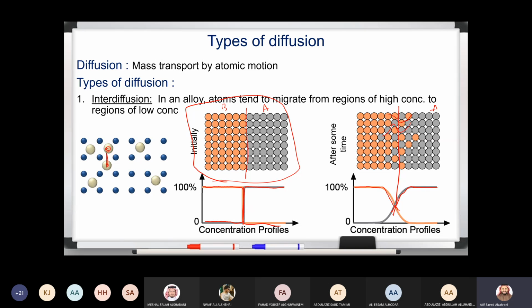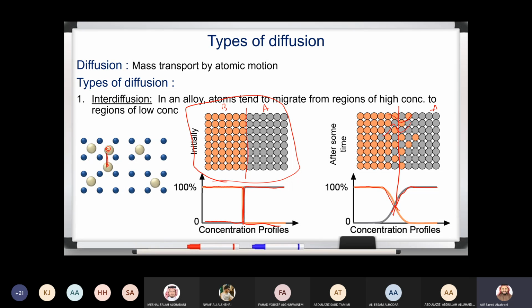This is the interdiffusion. It's happening between a diffusion couple, atom A, atoms B, attached together. There'll be some diffusion if given some time, and sometimes we need temperature for that case. We're going to learn about it toward next class. This is the first type.